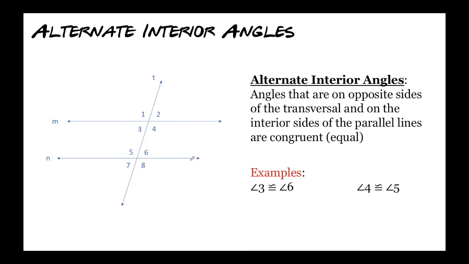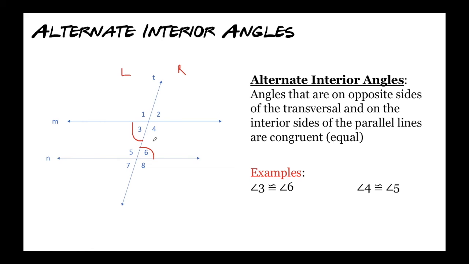Alternate interior angles are similar, except that they are between the parallel lines. For example, angles 3 and 6 are on opposite sides of the transversal, and they are both interior angles, so they are alternate interior angles. Alternate interior angles are also congruent to one another.